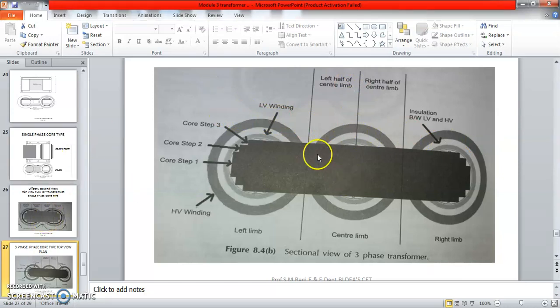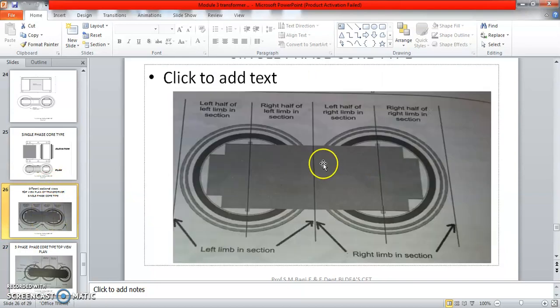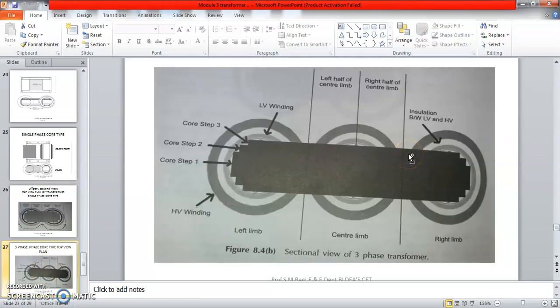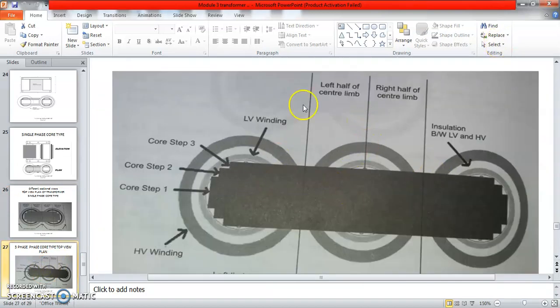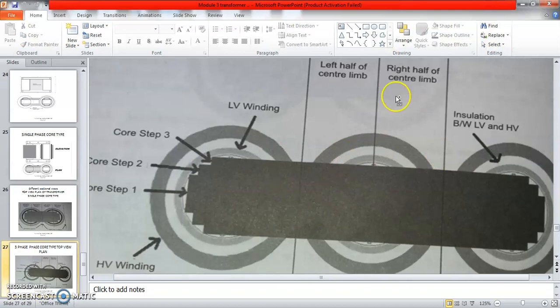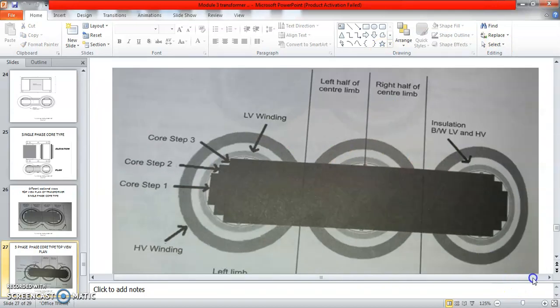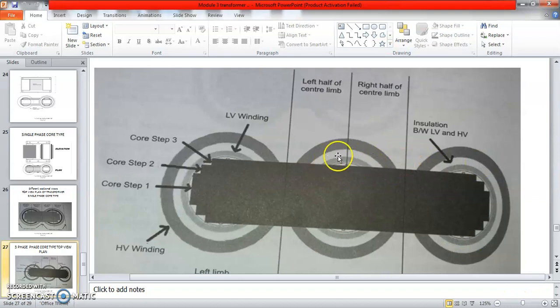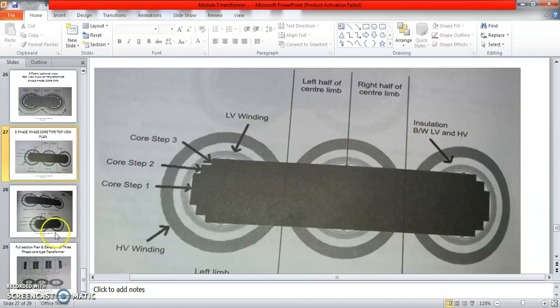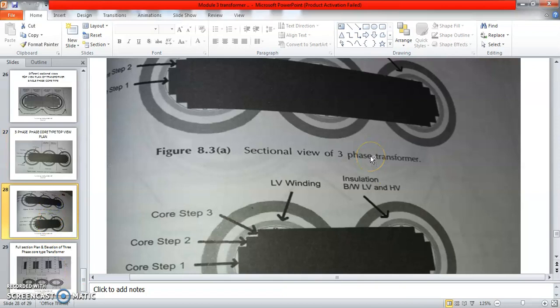Before it was 2 cores, and you can divide it exactly. This is right and this is left. So now this is 3 cores. Getting? Now this is 3 cores. Okay, 3 core sections. If you cut it exactly, this is the right half, this is the left half, and this is the central limb. Getting?